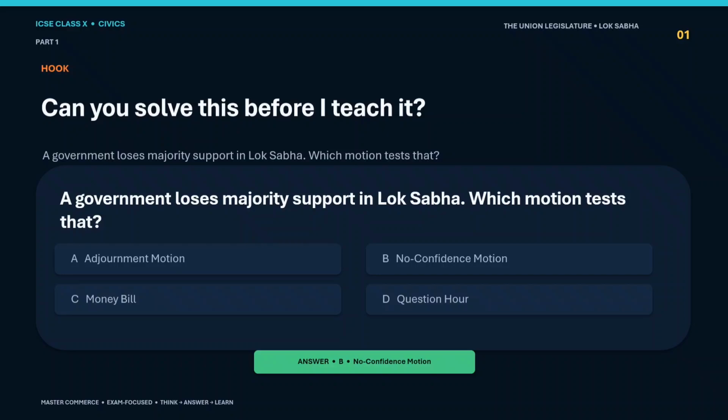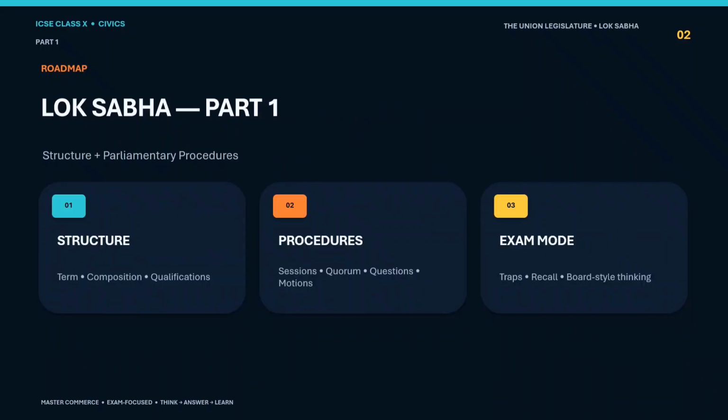Today, we are covering the Lok Sabha portion of ICSE Civics, but I am going to teach it in an exam-oriented way and not by simply reading definitions. We have 3 targets today. First, the basic structure of Lok Sabha, which will consist of the term, composition and qualifications. Second, the parliamentary procedures that students often mix up. And third, the tricky distinctions that can cost you marks. Keep a notebook ready because I'll give you a few board style traps as we go.